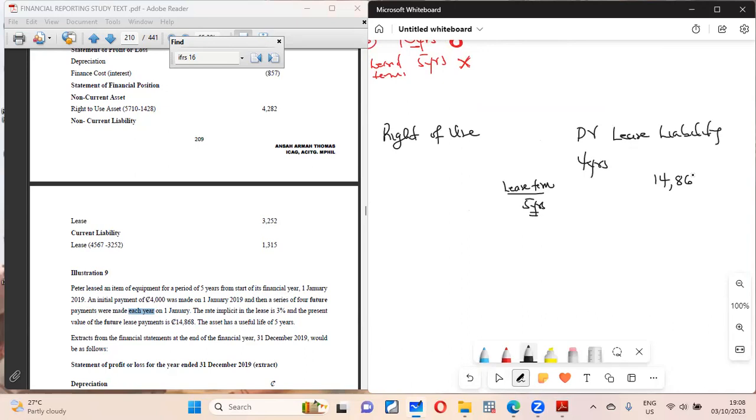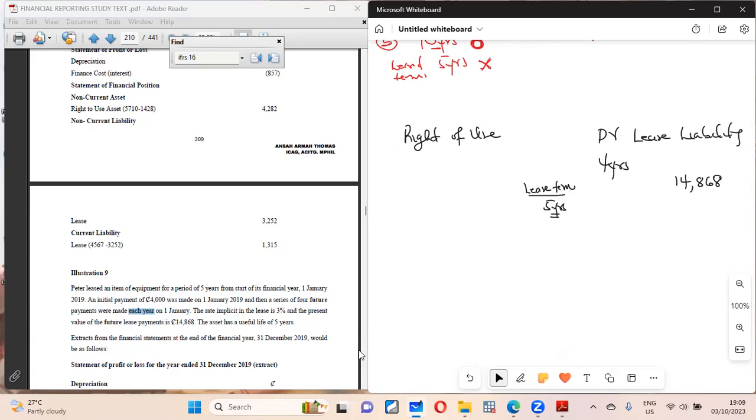14,868. So that is that: the PV of future payments that are yet to be made. Now, the right of use asset. You see, the total liability is actually 18,867, because he has paid one already, but he has paid 4,000 already. So the part that he is liable to pay is the remaining, the future ones.